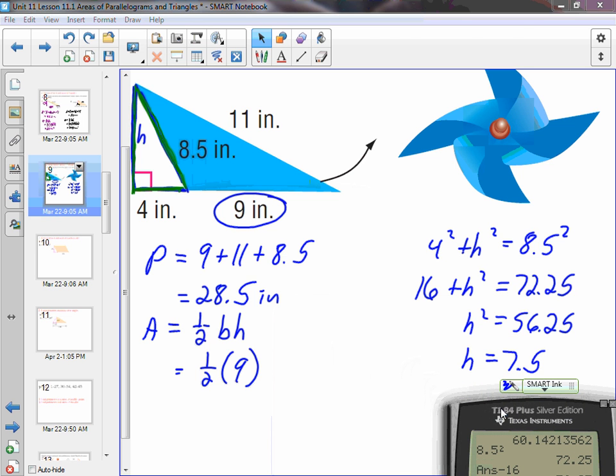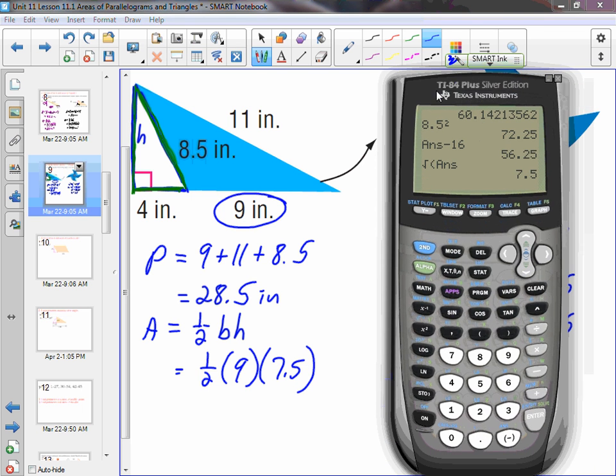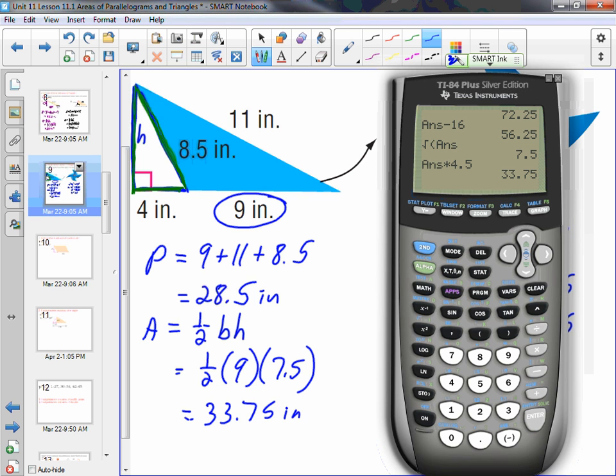All right, so 1/2 times 9 times 7.5. Well, I know that 1/2 times 9 is 4.5. So if I take the 7.5 I've already got times 4.5, my exact answer is 33.75 square inches. And I really hate to round this one. Did they tell us to round? So I'm not going to. When I've got a nice exact answer like that and they don't tell me to round it, I'm going to stick with this.